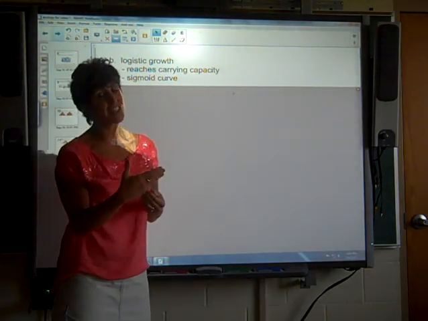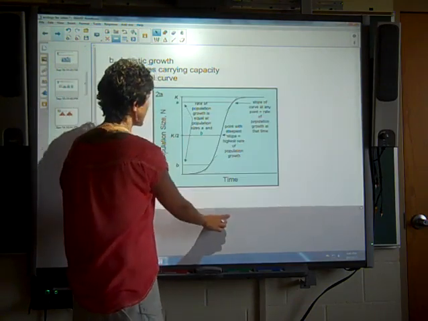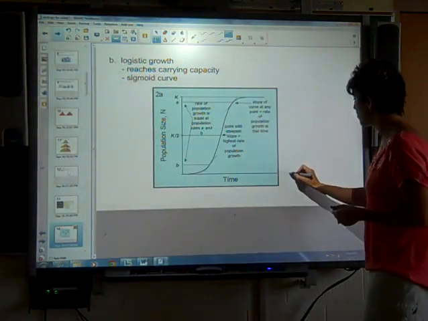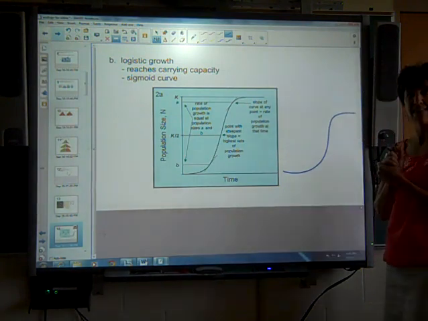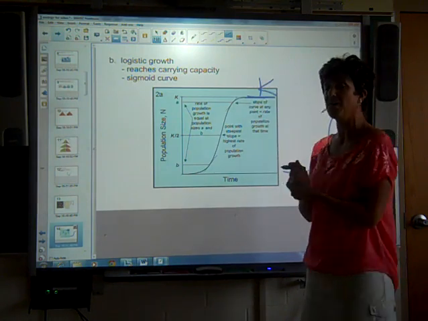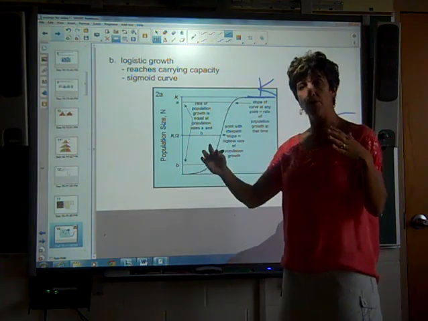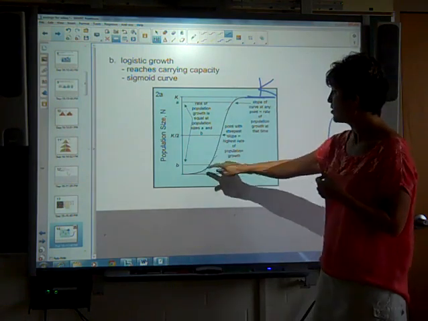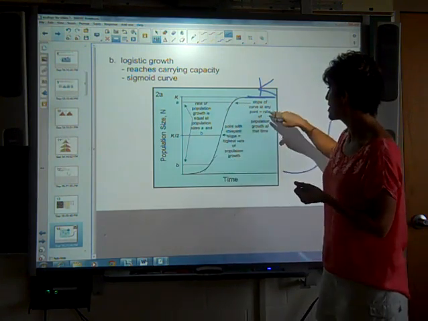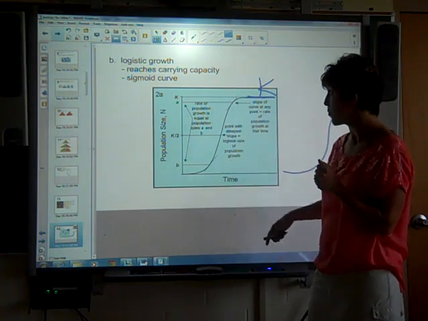All right, logistic growth. If something is logistic, you think logical. Makes a little bit more sense. It reaches a carrying capacity. It is a sigmoid curve, and a sigmoid curve makes an S like that. That's what sigmoid means. So up here, this is my carrying capacity. Carrying capacity is known as K, and it has reached its maximum growth rate, and it stays there. So here is the steepest point, so that's where I've had the most growth. And you could look at the growth at any point by calculating slope.